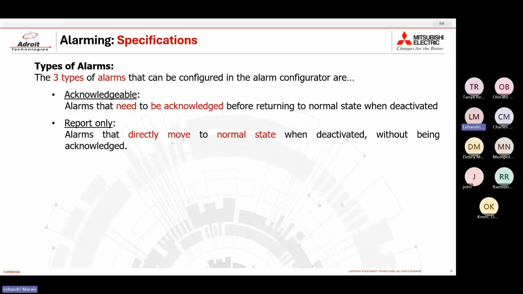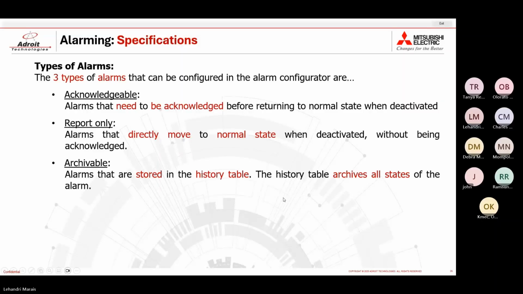The second type of alarm that you can configure is a report-only alarm. So contrary to the acknowledgeable alarm, this alarm moves directly to the normal state once it has been deactivated. The third type of alarm you can configure is the archivable. So this means that the alarm is stored within the history table, and the history table archives all states.